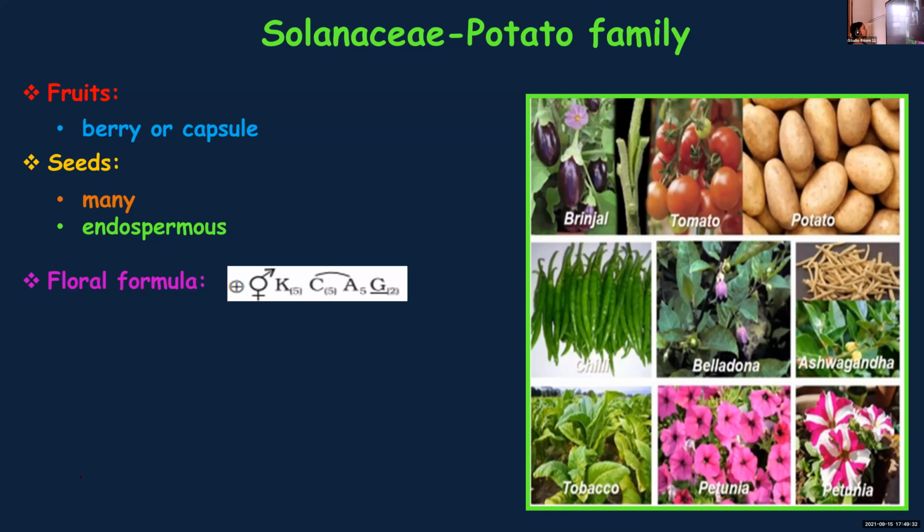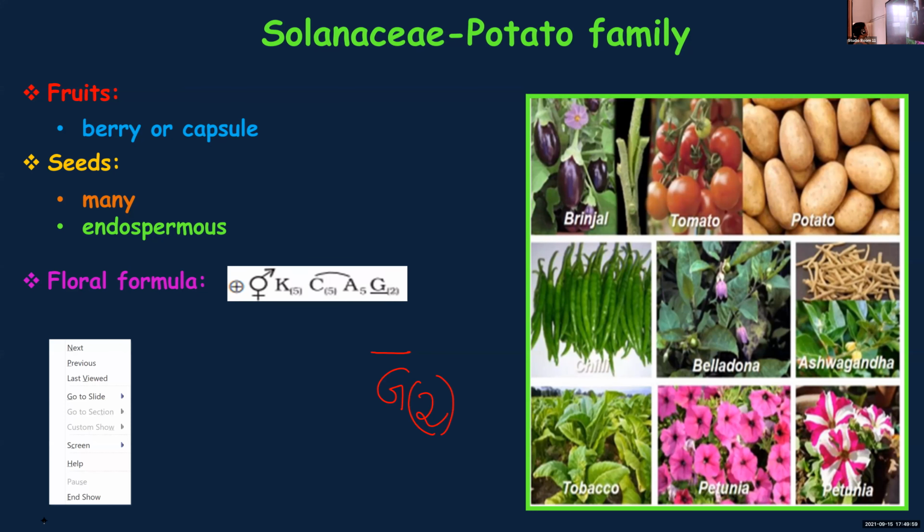And these stamens are attached to the petals. That is indicated by the line connecting C and A. Superior ovary. If it was like this, it would have been inferior ovary. And there, 1, 2, that indicates, because gynoecium is made up of carpels, 2 carpels which are fused together. Any doubt, children? Are you following?